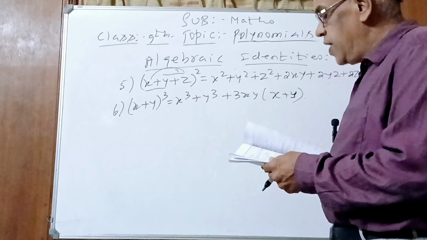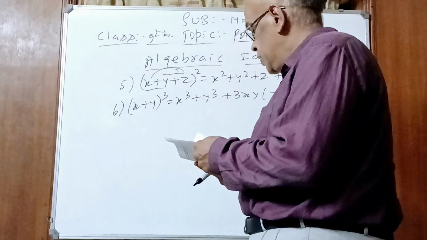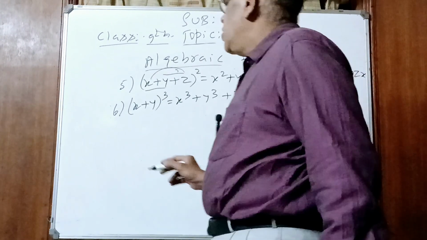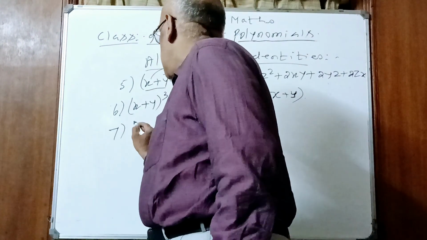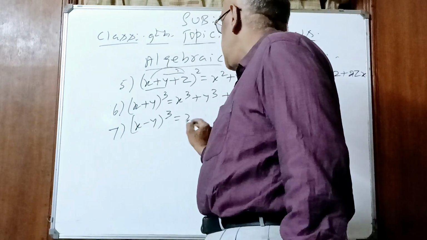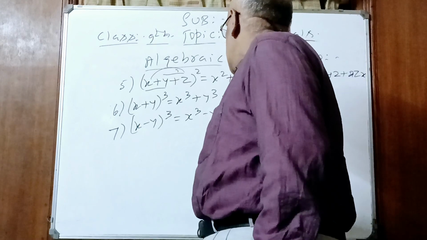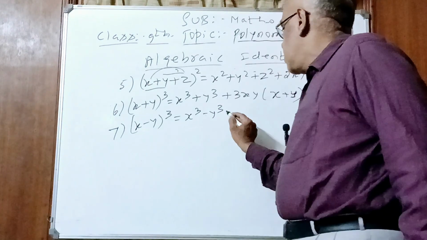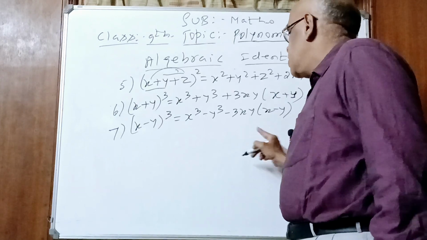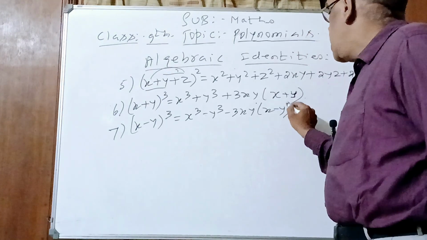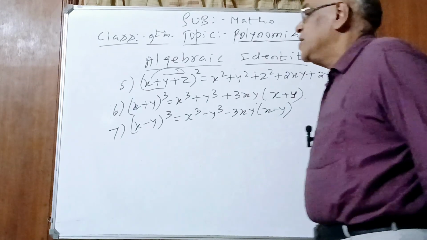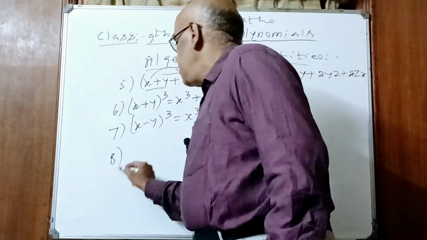Then the seventh one, (x minus y) whole cube, children. Understood? What is (x minus y) whole cube, children? x cube minus y cube minus 3xy into (x minus y). Because the power of y is 1, which is odd, therefore the minus sign comes, because y is minus. Understood? Last one, children.